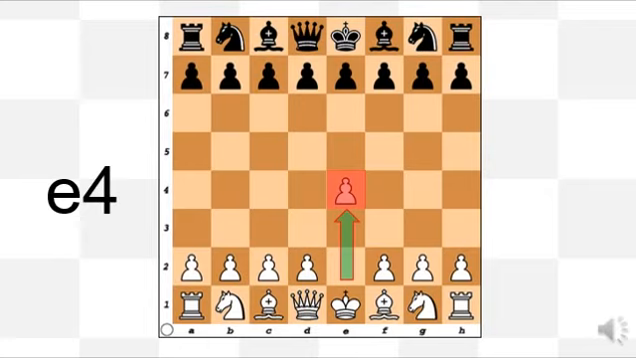The correct answer is merely E4. Because the pawn doesn't have a symbol to represent it, you merely put the coordinates of the square it is moving to.